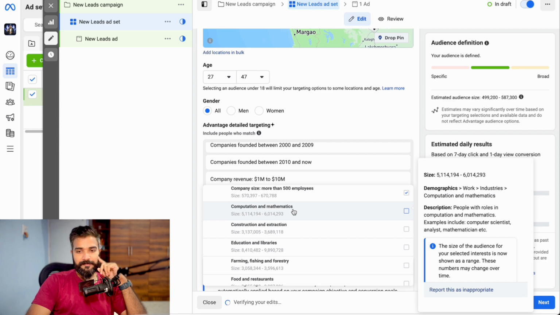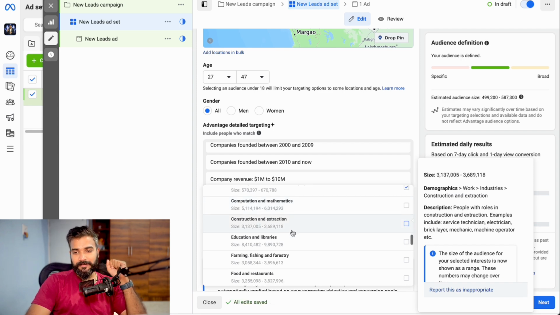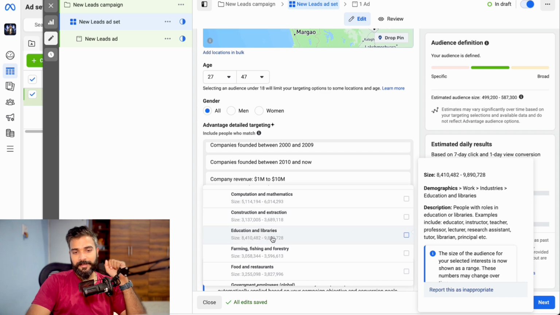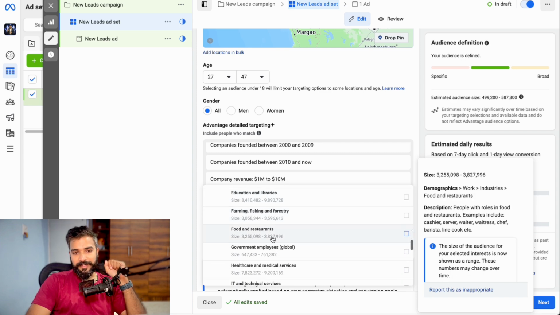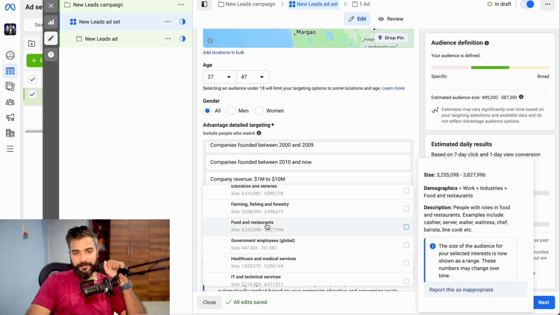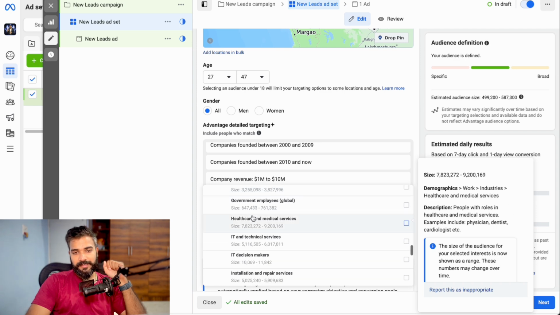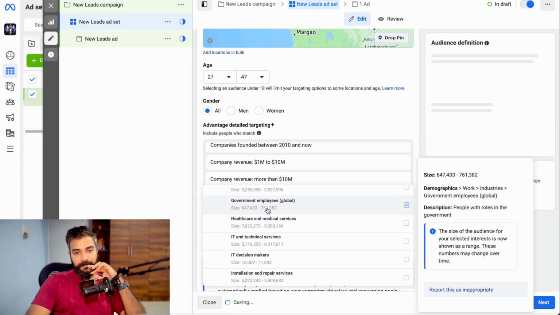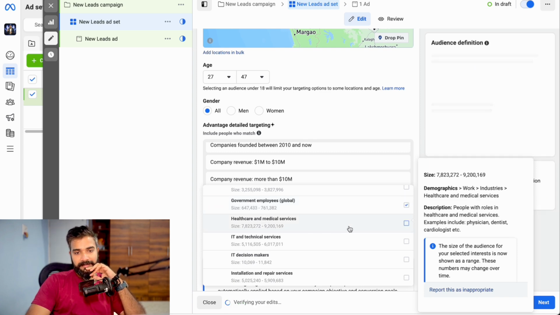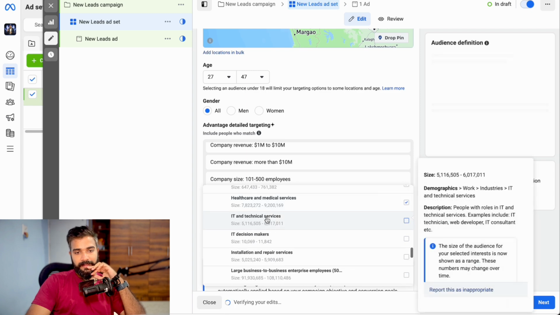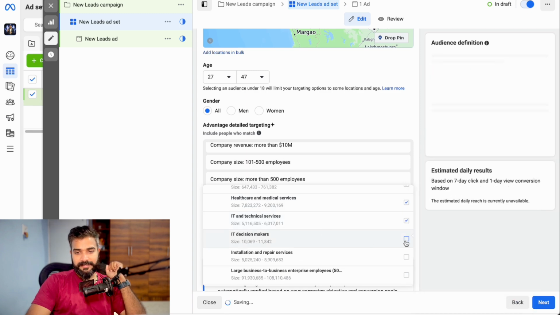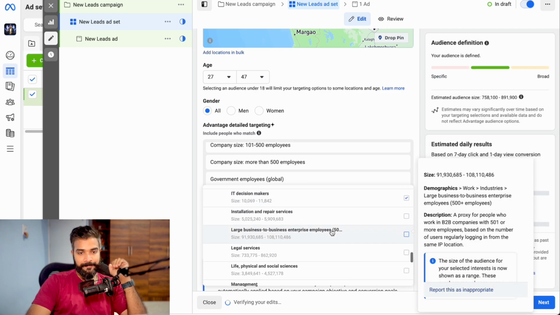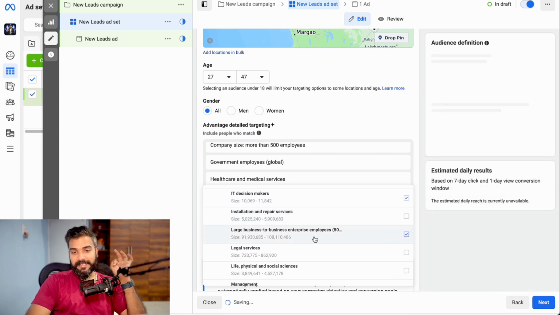Computation and mathematics, this will be analysts, mathematicians, all those we won't want. Machine operators and all those will come here. Libraries we won't need. Again, a lot of these we won't need. Cook and all will get in food and restaurant. We don't want that. This might be important: government employees, healthcare. Yes, we get doctors and stuff. IT and technical service, this is fantastic. And IT decision makers definitely there, right? Similarly, we got installation, repair, mechanics, welders. We don't need them. Large B2B employees.